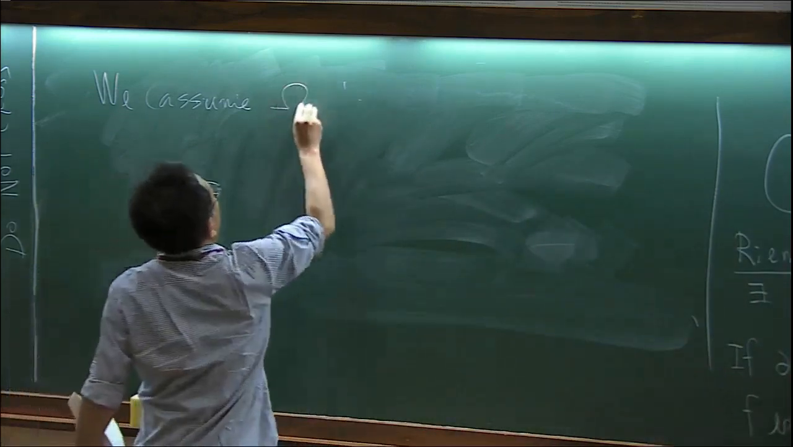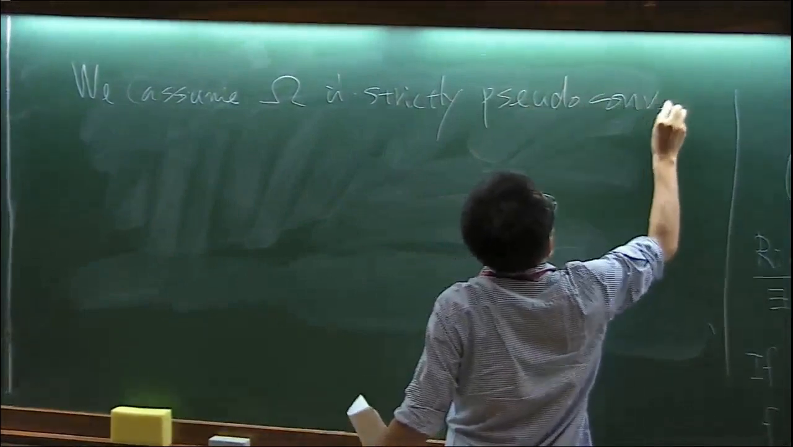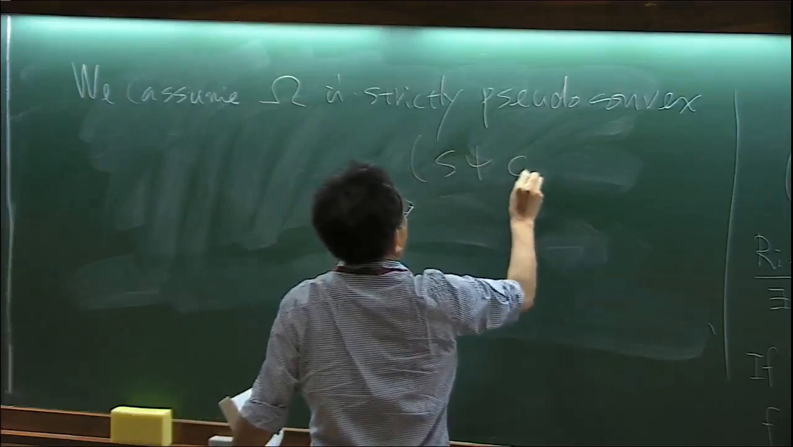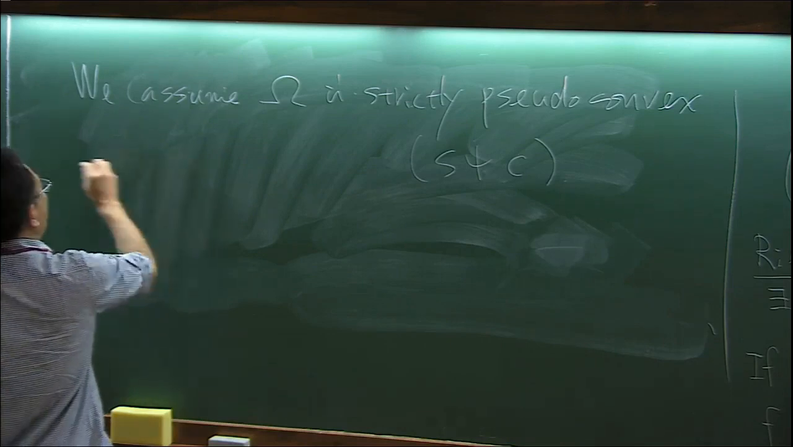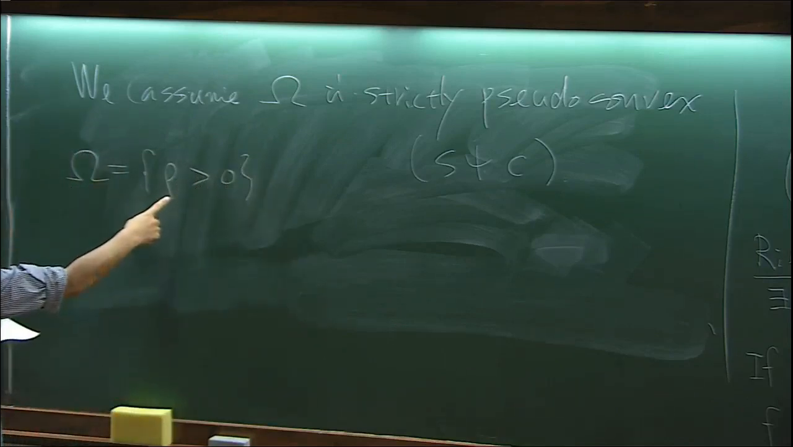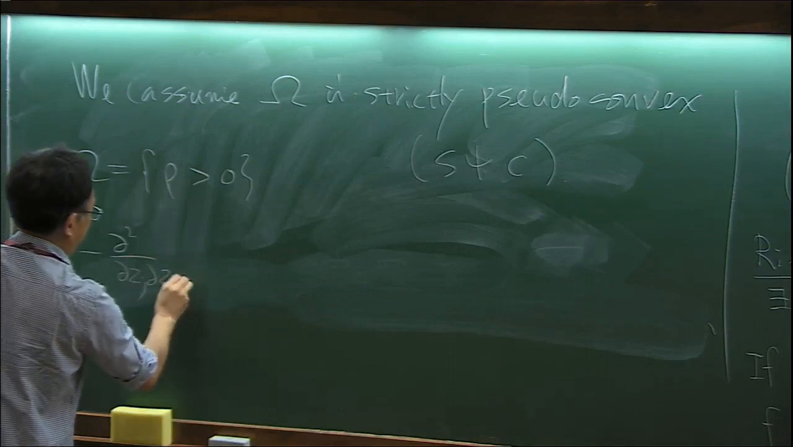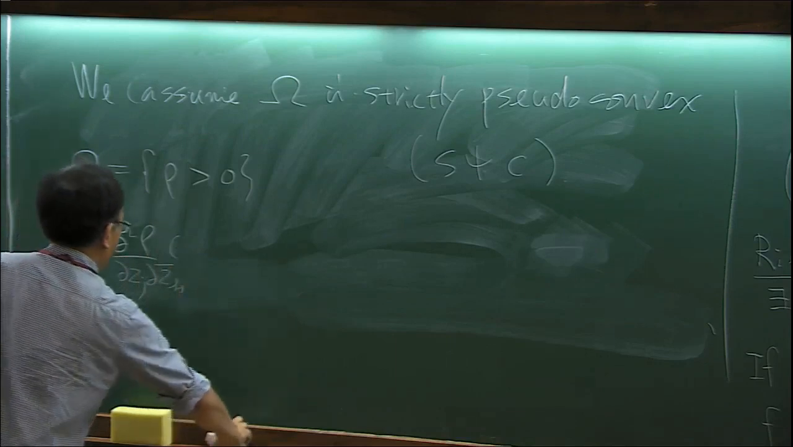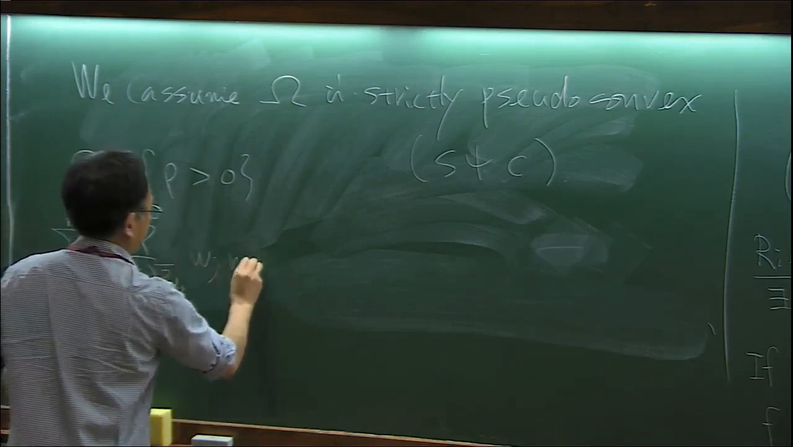Okay, we assume that omega is strictly pseudo-convex, or SPC for short. So Mao already gave a definition of pseudo-convexity. Strict pseudo-convexity is just changing the inequality. Okay, let me write it down. Suppose omega is given by rho, positive inside, this may be different from the usual convention. Then the sum of rho_{z_j \bar{z}_k} over j, k equals 1 to n, w_j \bar{w}_k.